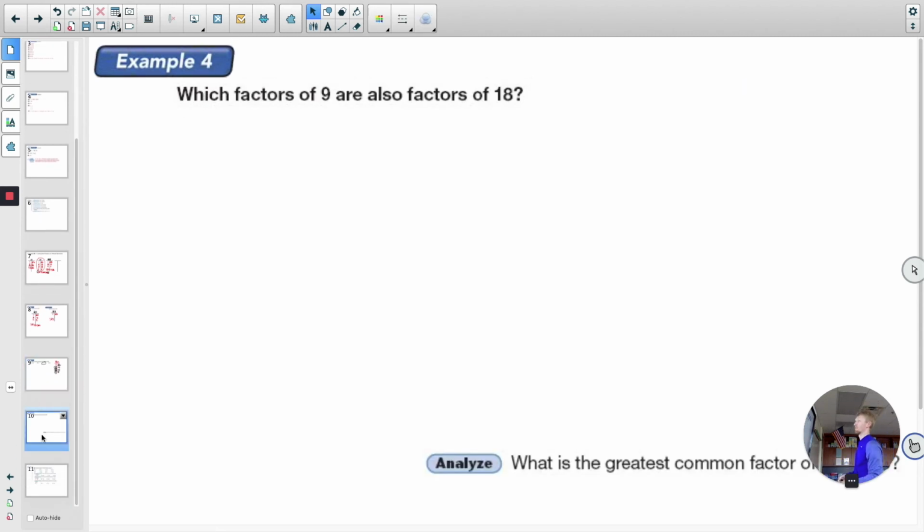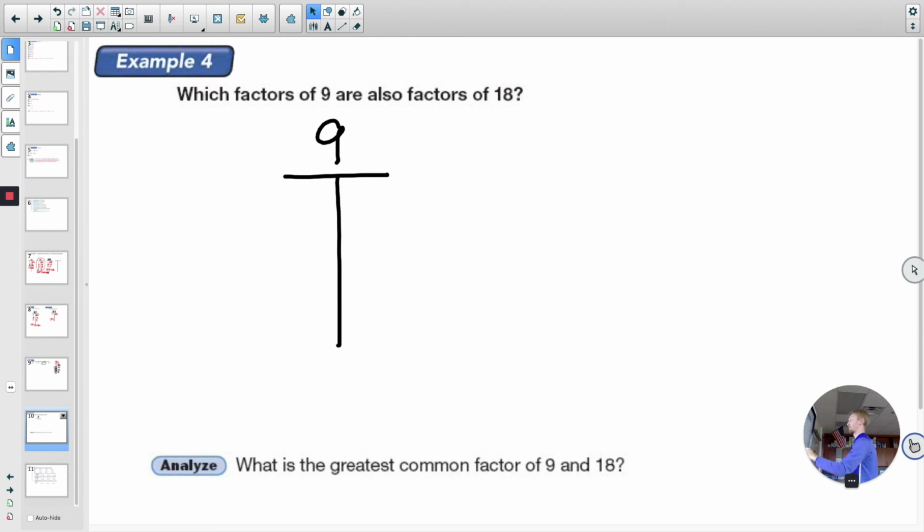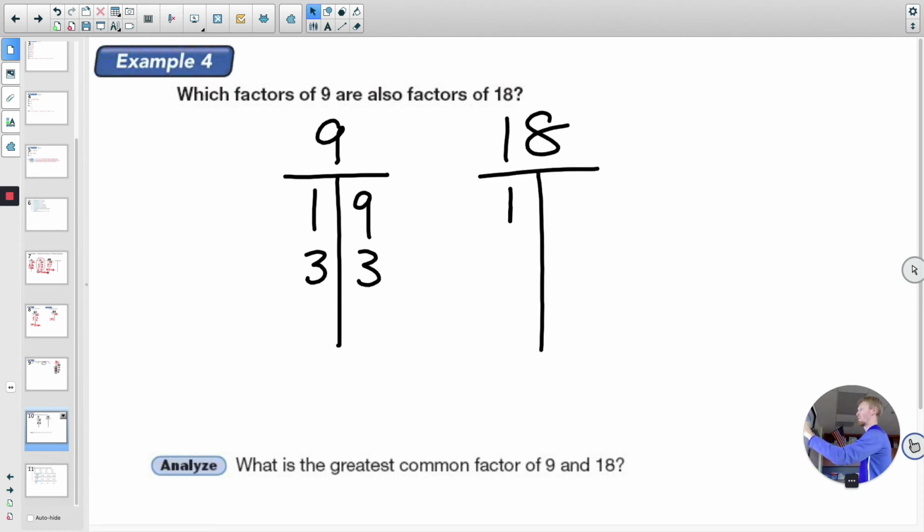Which factors of 9 are also the factors of 18? So let's make our T-chart for 9. 1, 9, 3, and 3. And then 18, 1, 18. 2 times 9 is 18. 3 times 6 is 18. Then I'm going to start repeating because 4 doesn't work, 5 doesn't work, so then I'm back to 6.